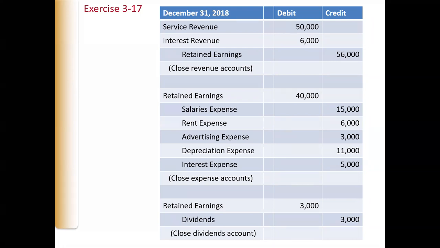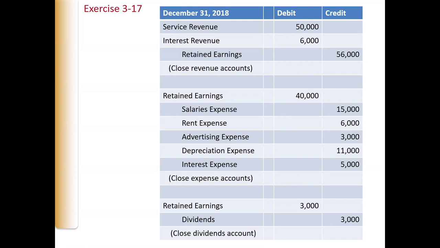Then we're going to zero out all the expenses. So if expenses have a normal debit balance, we're going to zero them out by crediting them. We're going to credit our salaries expense of 15, credit our rent expense of 6, credit our advertising expense of 3, credit our depreciation expense of 11, and credit our interest expense of 5. Those end up getting put into a debit to retained earnings, reducing our retained earnings by 40,000.